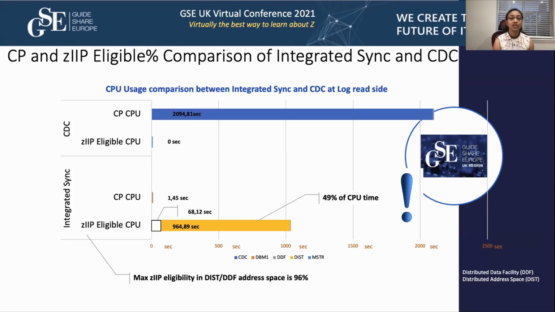In the case of integrated synchronization, there are two differences. One is it uses only about 49% of the CPU time that's used by CDC. The second highlight is that most of that 96%, as we saw, is zIIP eligible. When we talk about zIIP eligibility, what that means is there is less MIPS consumption on the mainframe.